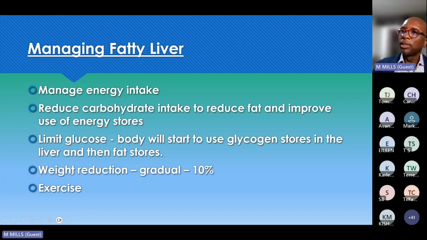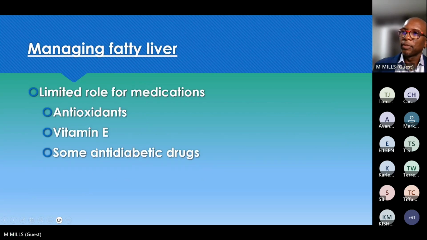Your goal is to reduce your weight gradually, targeting about 10% if there is fat in the liver, in particular, especially if there's inflammation or scarring, which you need to know. And all this can be aided by exercise, but not in isolation. There's a limited role for medications. Antioxidants theoretically may have some role to play. Vitamin E only in individuals who are not diabetic and who have biopsy proven disease, which is not going to be many people because we don't biopsy very often.